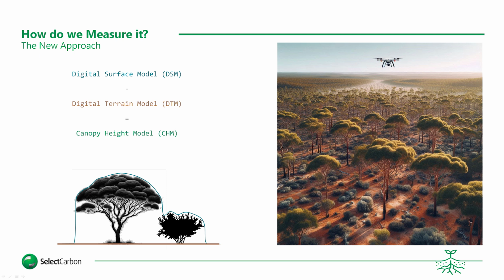How do we improve this? Drones. We can easily fly a drone, create a canopy height model, and measure the height of every single tree on that site. So we're getting 100% coverage. We can then go back year on year, measure the same site, the same settings, and have a comparable data set that we can then track forest cover over time.